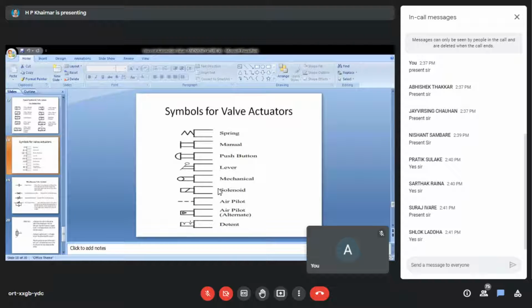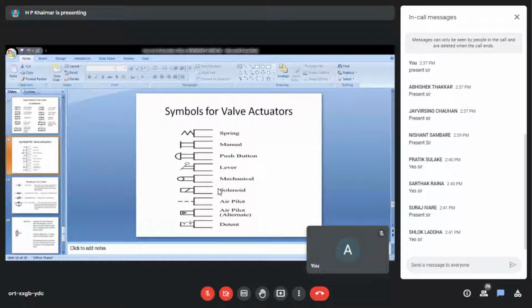Suppose you are having one 5x2 valve and one 2x2 valve. In between that you are placing a 3x2 valve. So with 2x2 you are controlling 5x2, but not directly connected to 5x2. So 2x2 will get connected to 3x2 and 3x2 will get connected to 5x2. So 2x2 is actually running 5x2, but not directly. So that is obviously occurring with the exhaust port of the valve. So this is how air pilot is possible.